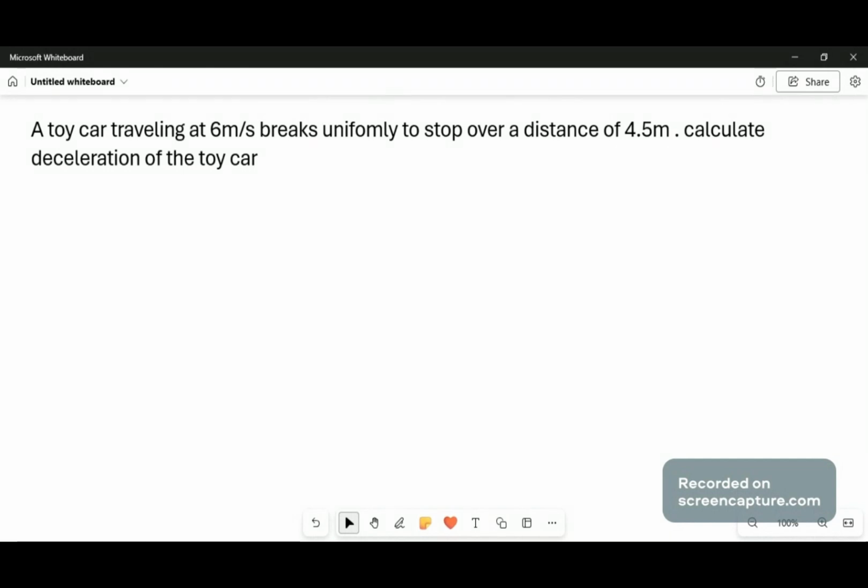We'll move to the next question. A toy car traveling at 6 meters per second brakes uniformly to stop over a distance of 4.5 meters. Calculate the deceleration of the toy car. Here also we shall jot down the data given in the question with the standard symbols first. The car is initially traveling at a velocity of 6 meters per second. That means the initial velocity is 6 meters per second.